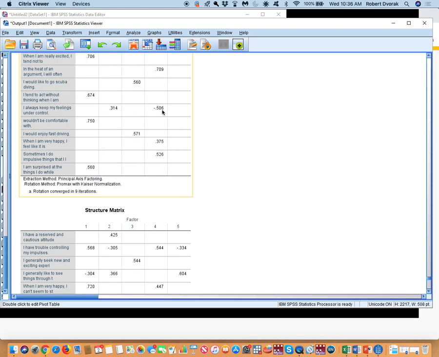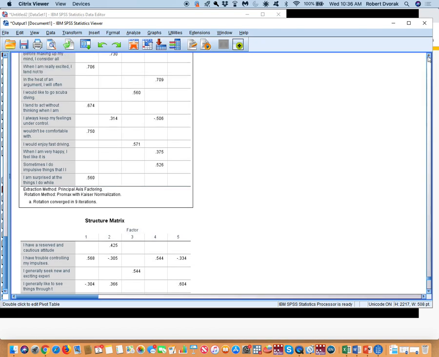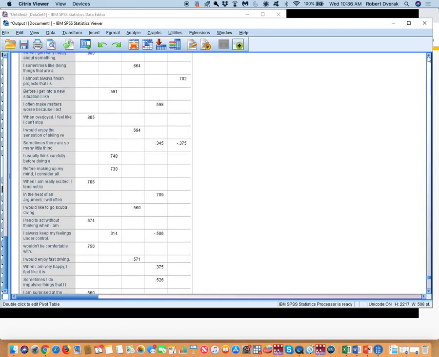I always keep my feelings under control. When we're talking about this scale in particular, that sounds very much like a negative urgency type of thing, the opposite of negative urgency, which is I never keep my feelings under control, right? Though this, I'm guessing, is some sort of perseverance or premeditation type of construct. I tend to act without thinking when I am. So this is definitely the positive urgency.